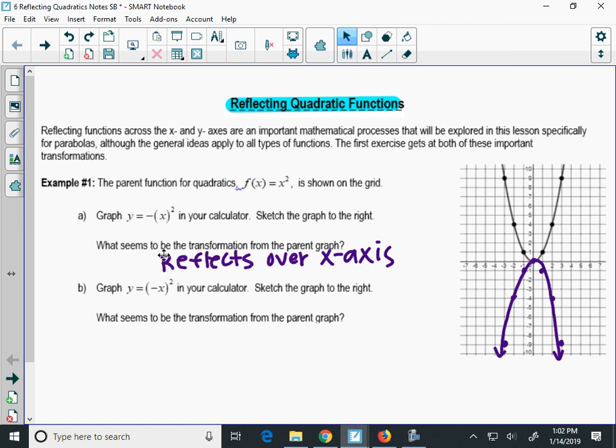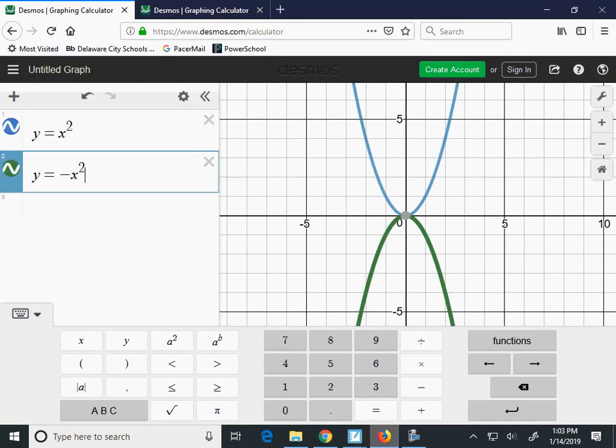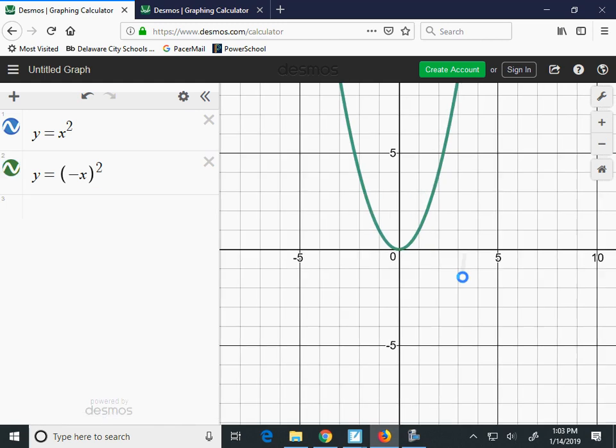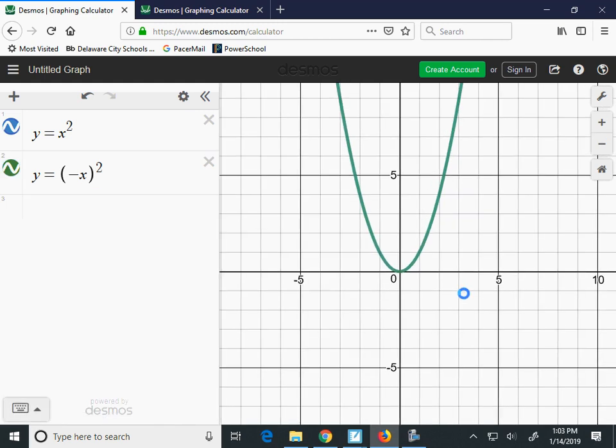Alright, so we're reflecting over the x-axis. You're all good with that. Now let's look at the other one here. I'm going to graph y equals, I'm going to put parentheses around the negative x. Well, I have two graphs on the board, but what do you notice about them? It's the same. So if we're talking about reflections today, what kind of reflection do you think happened to get the same graph?